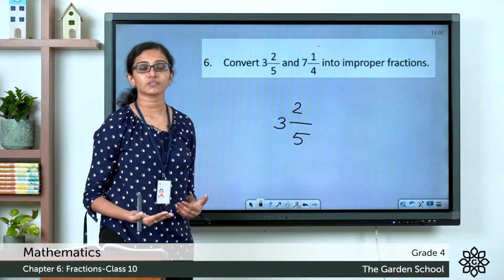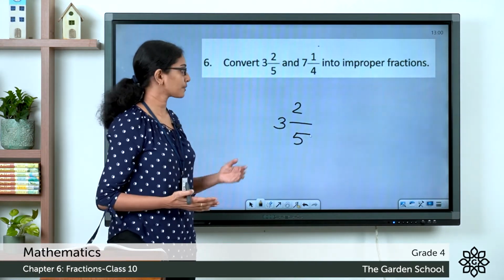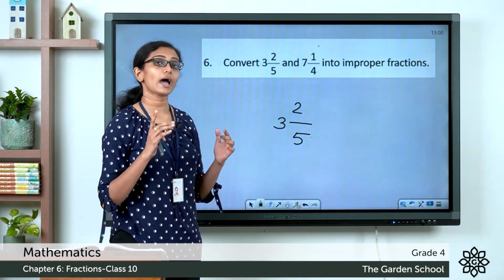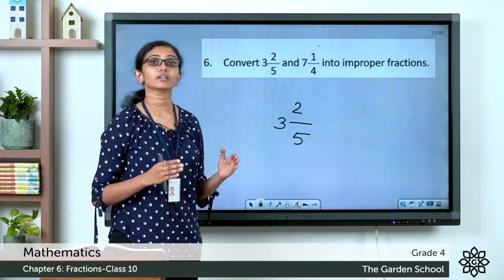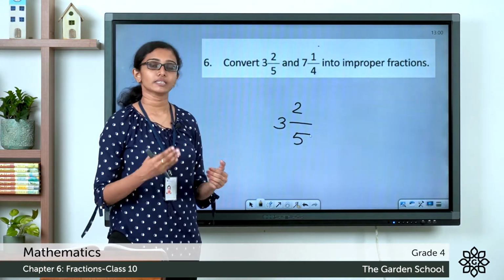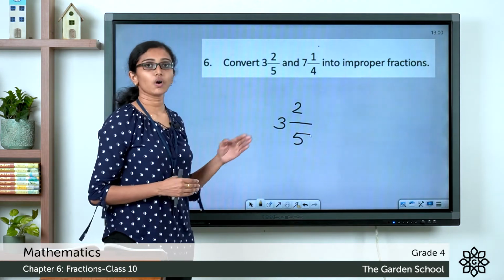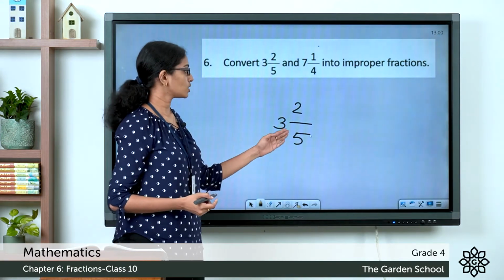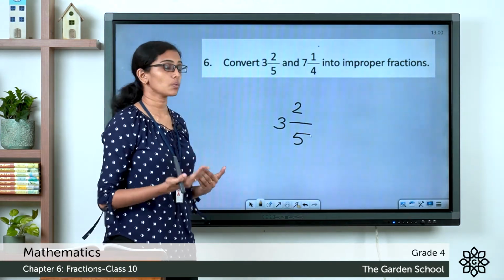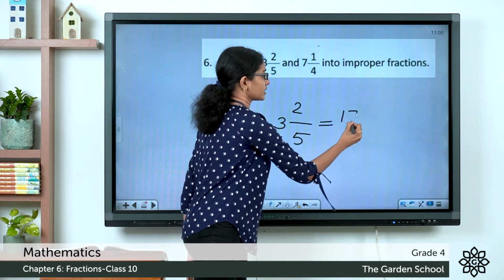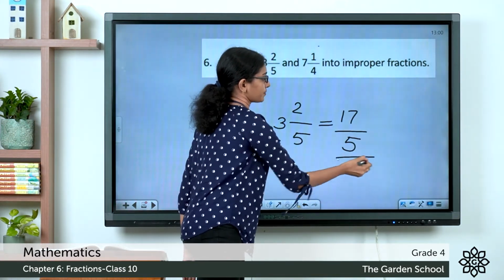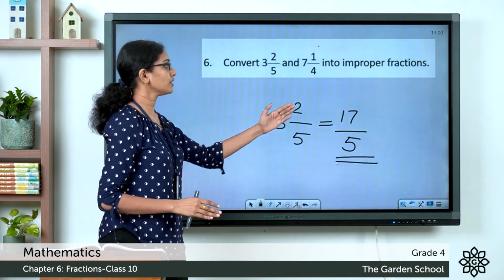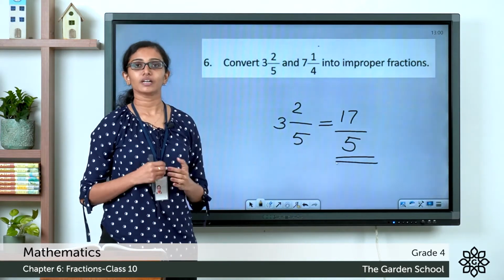How do you convert a mixed fraction to an improper fraction? First step is to multiply the whole number part with the denominator, and then the next step is to add that product to the numerator and then write it over the same denominator. So let's see how we can do that. 5 into 3 or 3 into 5, that is equal to 15 plus this numerator 2. So 3 into 5, 15 plus 2 is equal to 17, written over the same denominator 5. So the improper fraction corresponding to the mixed fraction 3 2 by 5 is equal to 17 by 5. Clear?